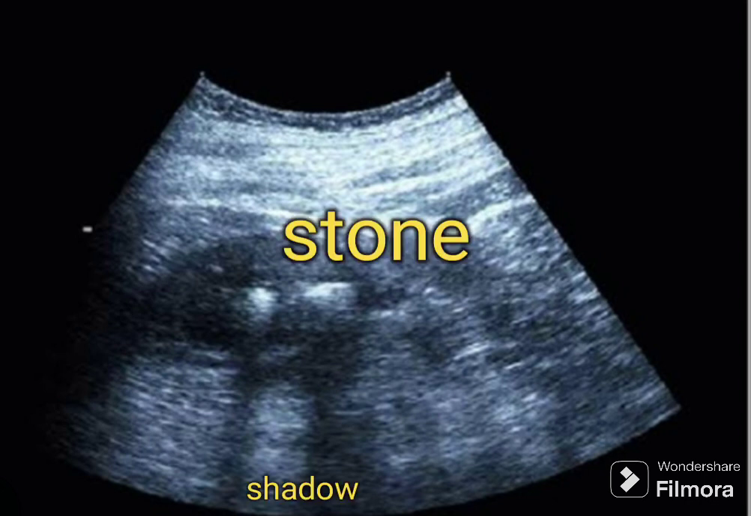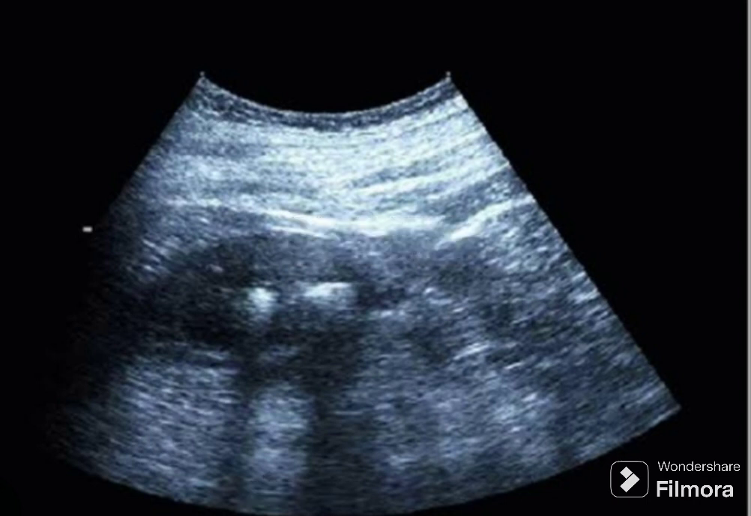First of all, look at this pic. This whitish thing inside the kidney is called a stone. This is a renal stone. There are two stones in this kidney. If it produces a blackish shadow behind, it is called a renal stone, but if it does not produce any blackish shadow, it means it's not a stone, it is concretions, which is called renal concretions.